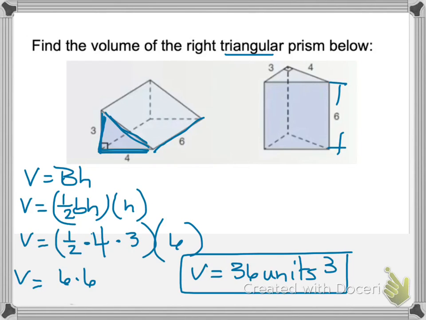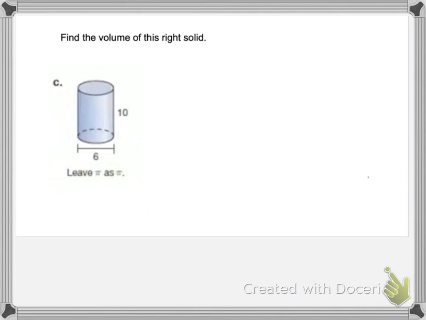Okay? Let's try another example. Let's find the volume of this right solid. Here we have a cylinder. Remember, my base is different here. The base is a circle. So we're going to have to find the area of the circle times the height of my cylinder. Well, my height is 10. That's easy to see, right? And in this instance, it's telling me to leave pi as pi.